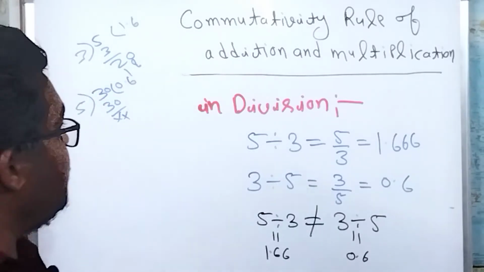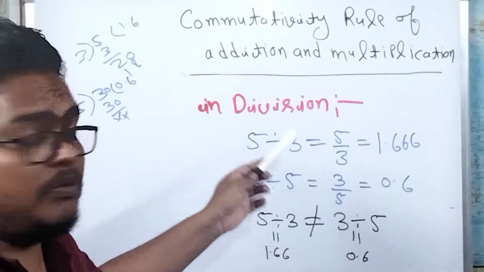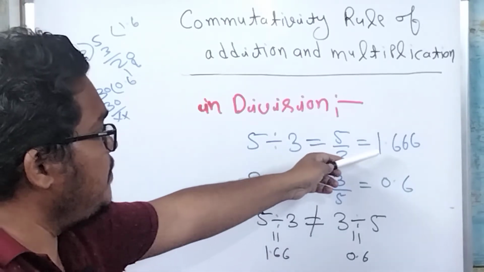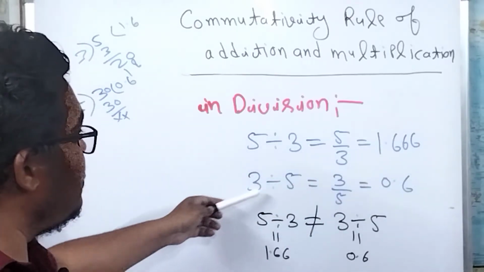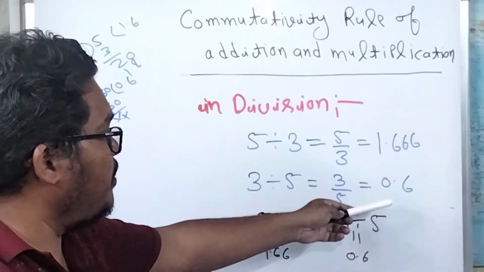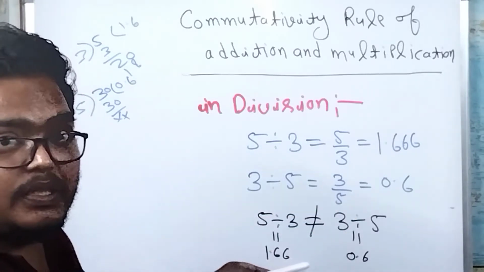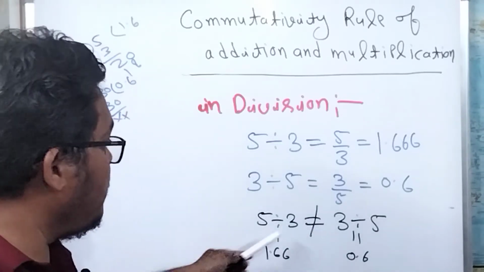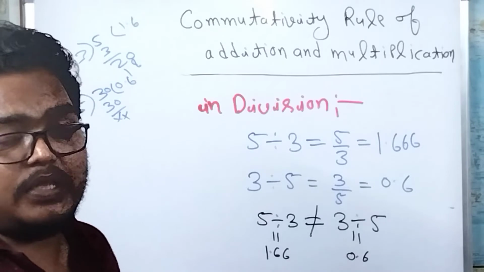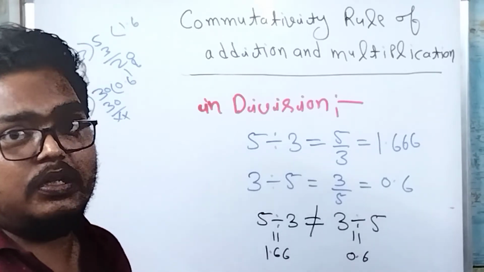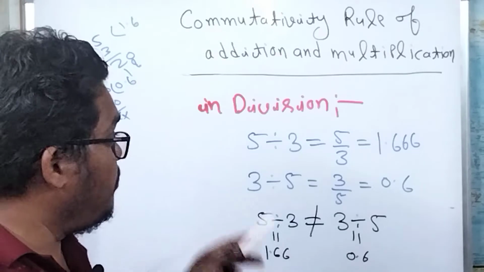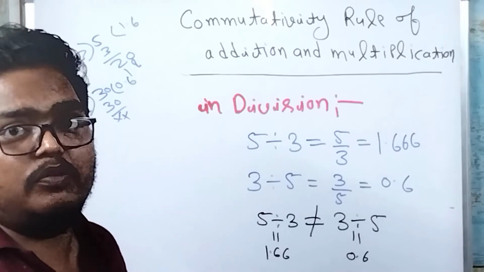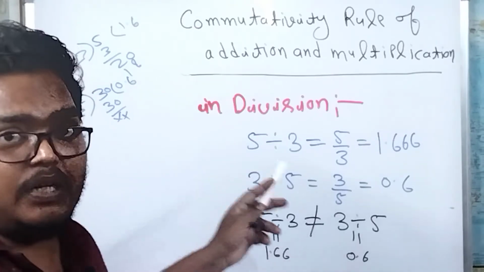Friends, we gave the example of division for the commutativity rule. 5 divided by 3 gives 1.666 and 3 divided by 5 gives 0.6. So in division, 5 divided by 3 is not equal to 3 divided by 5. Such that, friends, the commutativity rule is only followed in addition and multiplication. We saw all the examples of addition and multiplication, and also the examples of subtraction and division.